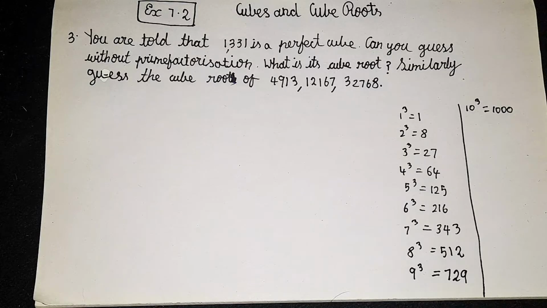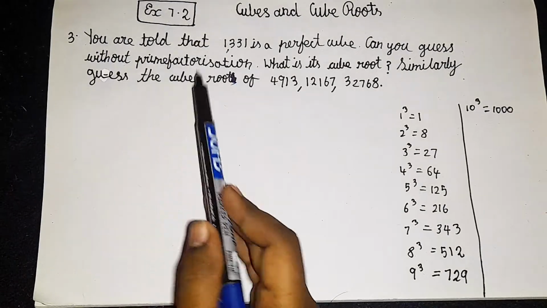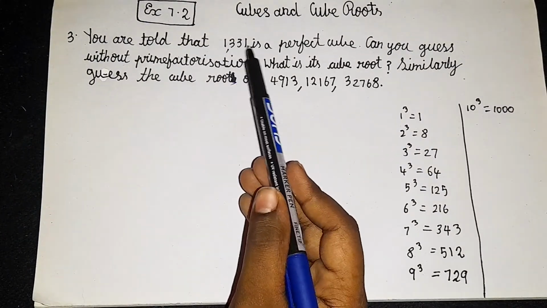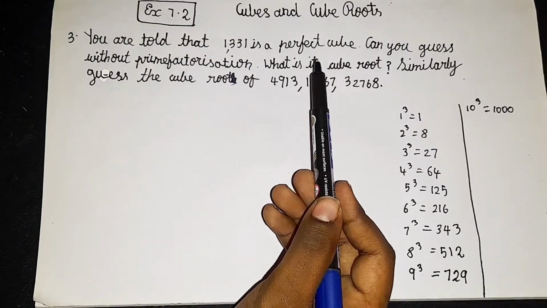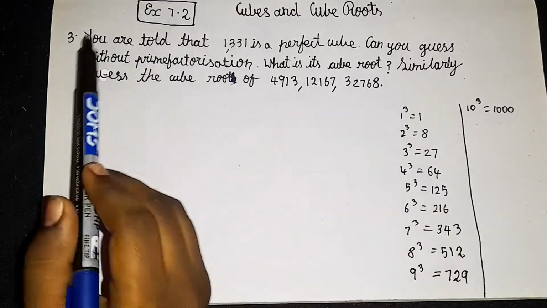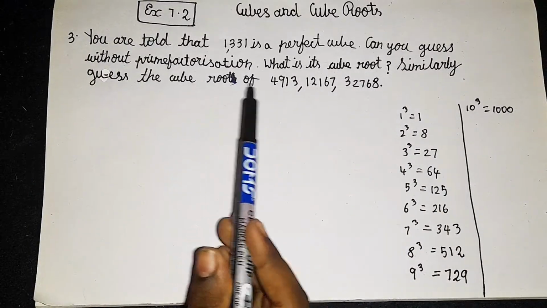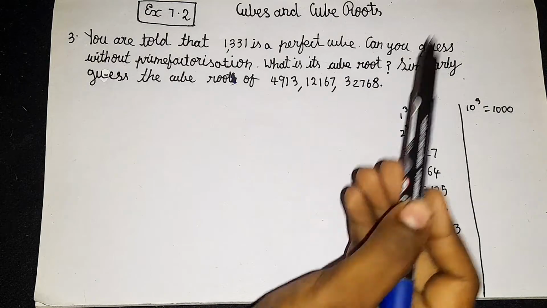Guys, let's read the question. You are told that 1331 is a perfect cube. Can you guess, without prime factorization, what is the perfect cube root?